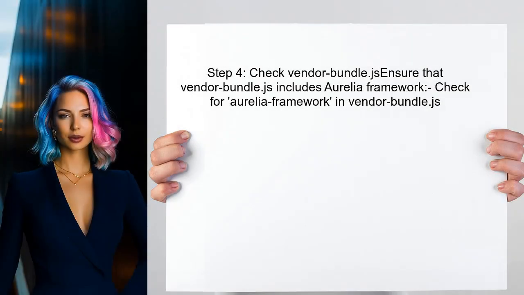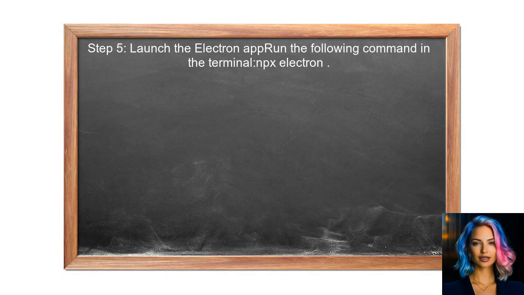If the user encounters the warning about platform.loader, they should ensure that the Aurelia framework is properly included in the vendor-bundle.js file. This file should be generated during the build process. Finally, the user can launch the Electron app to see if everything is working. They should open the terminal and run the command to start Electron.